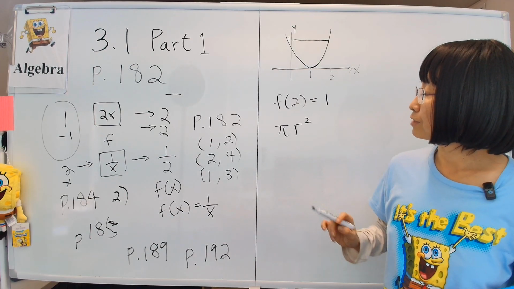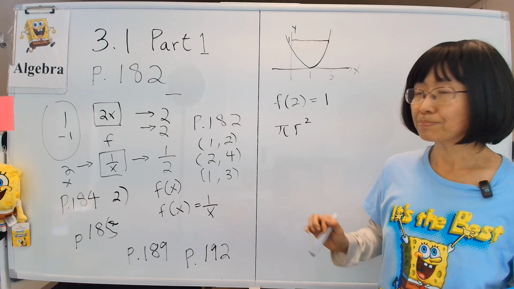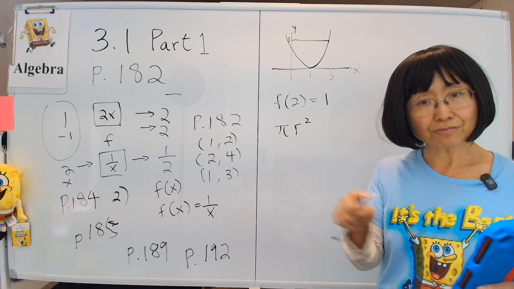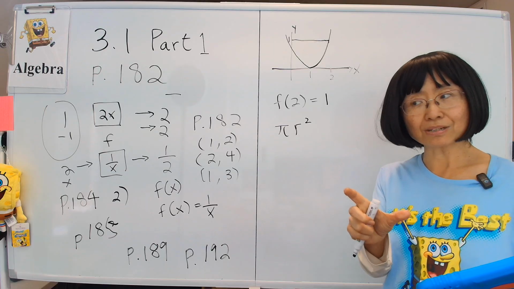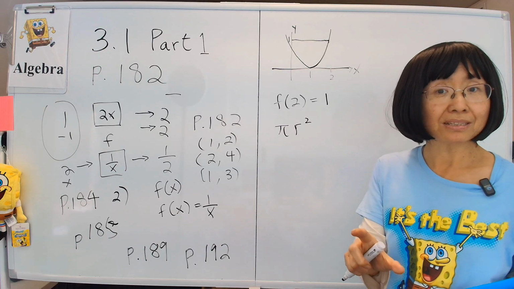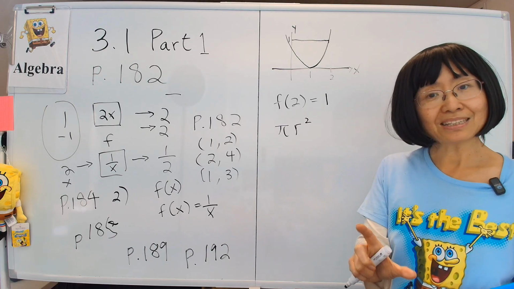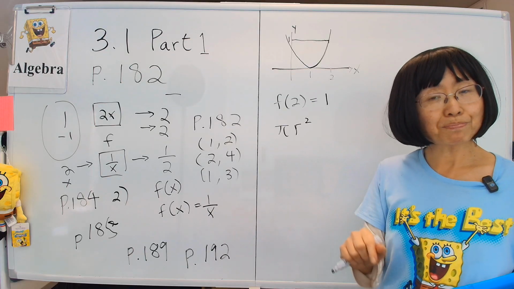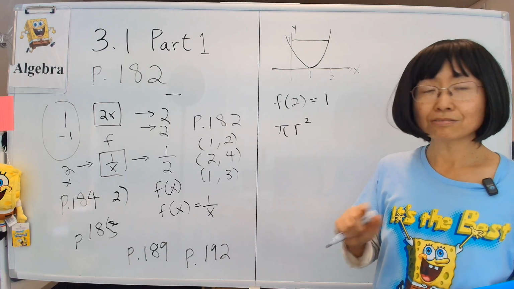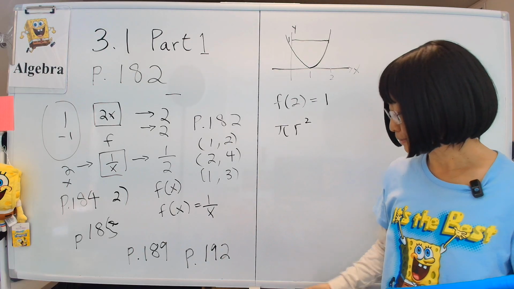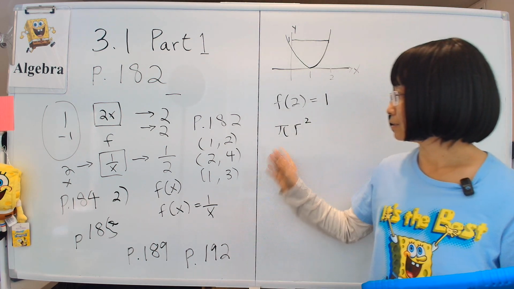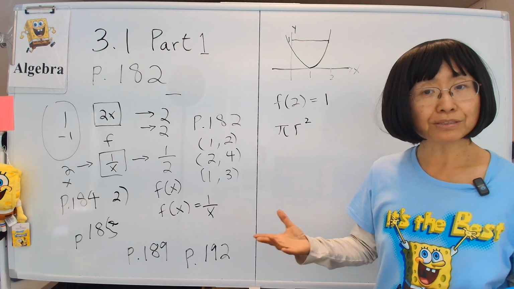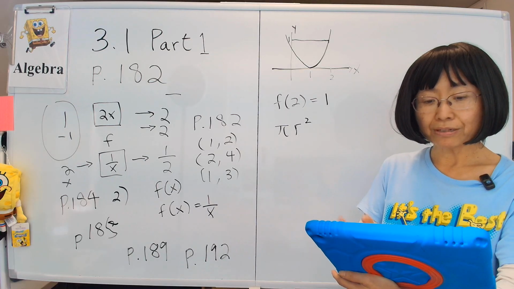Now, is it a one-to-one function? The answer is also yes, because as your radius is different, the area will also be different. That is, if one radius is bigger than the other radius, the area will also be bigger. So each radius will give you a specific area, and as a result, the area formula is a one-to-one relationship, or a one-to-one function.